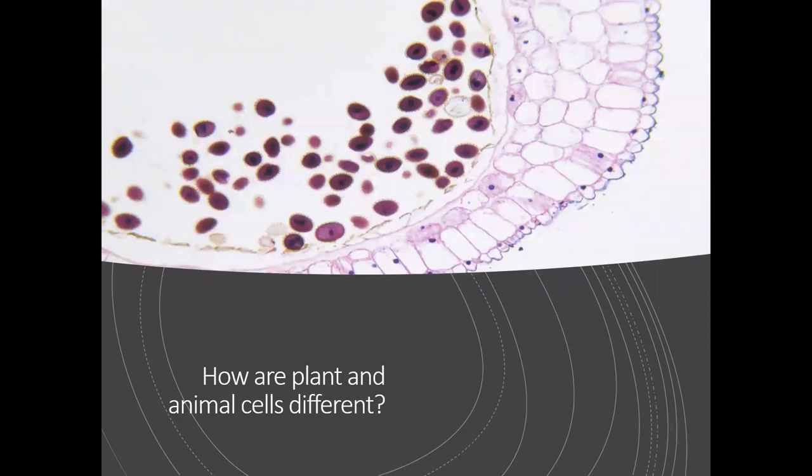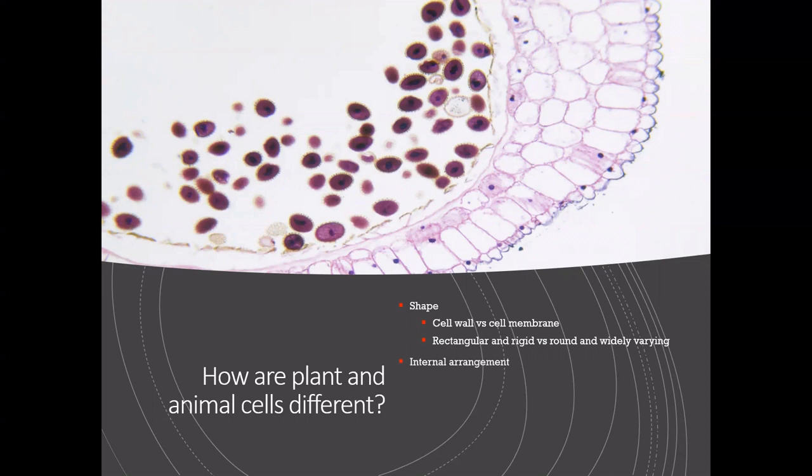We have plants and we have animals. So how are they different? Well, they're different in the shape. Plants have a cell wall, while animal cells do not. They just have a cell membrane, meaning that plants are more rectangular and rigid in their cells versus round, widely varying animal cells.